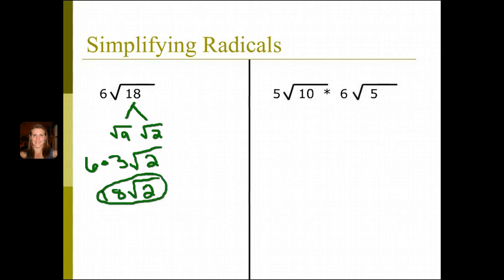In the second example, we have 2 different radical expressions being multiplied together. What you'll need to do is multiply the numbers on the outside of the radical together. So 5 times 6 gives me 30. And then you need to multiply the numbers inside the radical expressions together and keep it under the radical. So 30 times the square root of 50.